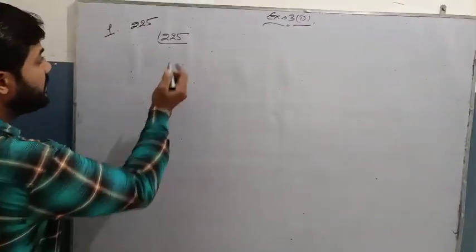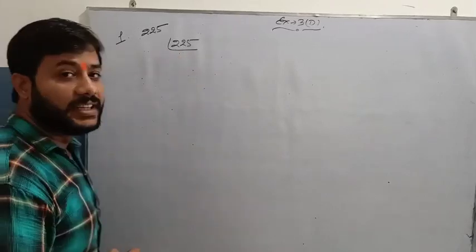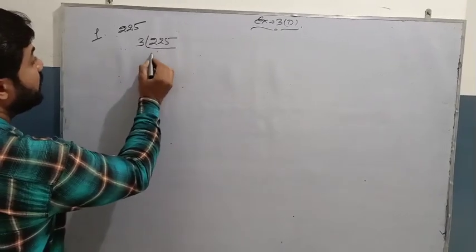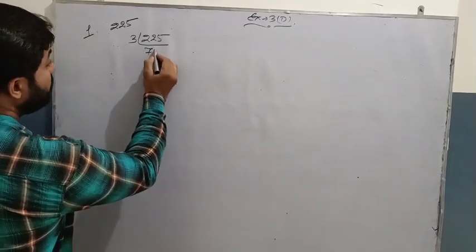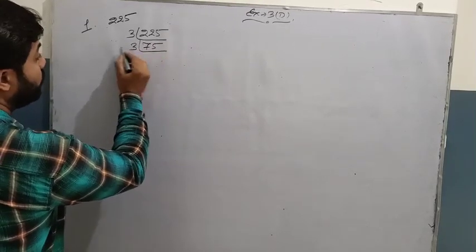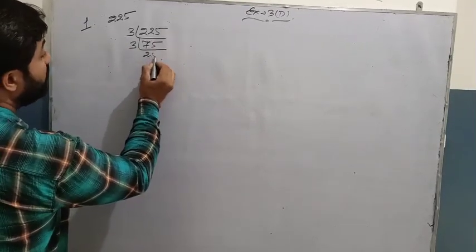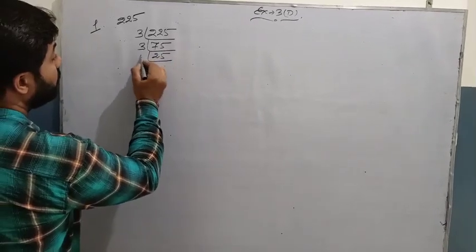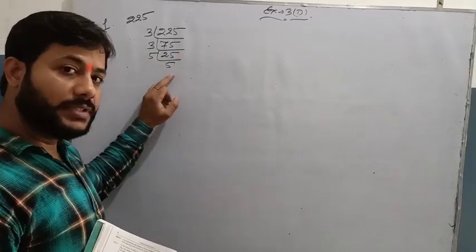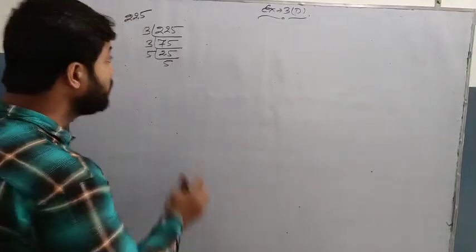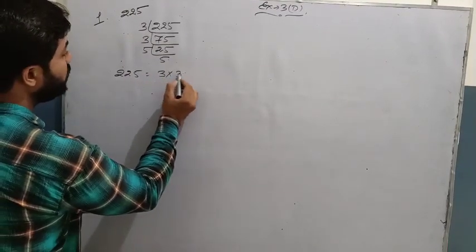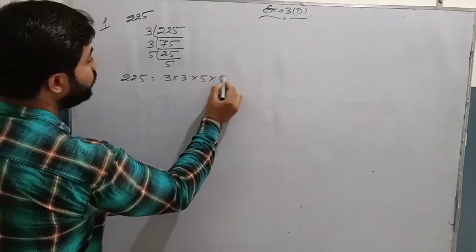So here we can see 225. 225 is divisible by 3, so we'll go for 3. 3 7s are 21, 3 5s are 15. Now again 75, again go for 3, 25. 25 is divisible by 5. 5 5s are 25. Now what do we get? We get 225 is equal to 3 into 3 into 5 into 5.